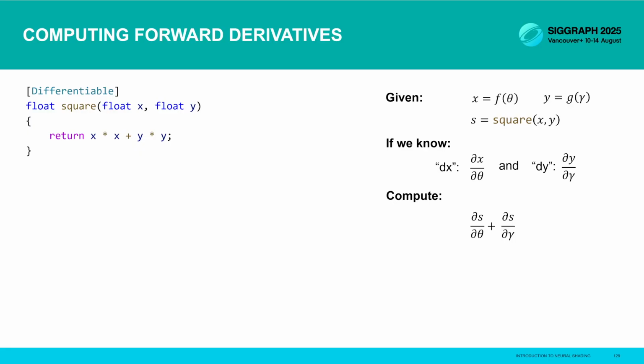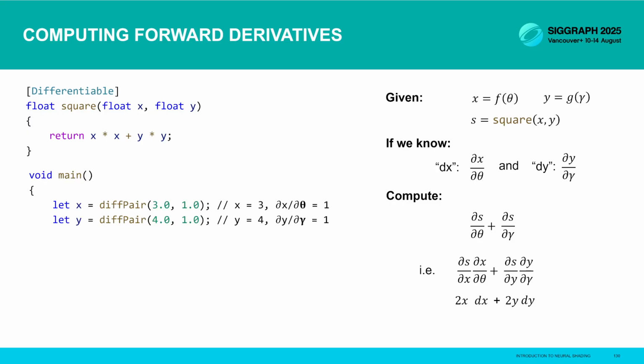And now you want to find out the gradient of s with regard to the upstream values theta and gamma. That is partial s partial theta plus partial s partial gamma. Or in a more verbose form, that is partial s partial x times partial x partial theta plus partial s partial y times partial y partial gamma. Back to our square function, this can be noted as 2x dx plus 2y dy in short. That's the full mathematical definition of forward differentiation. This is called forward differentiation because you are propagating the gradients of x through the square function to get a gradient of s.